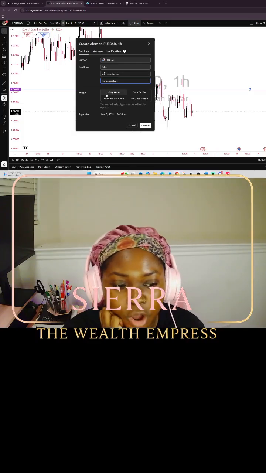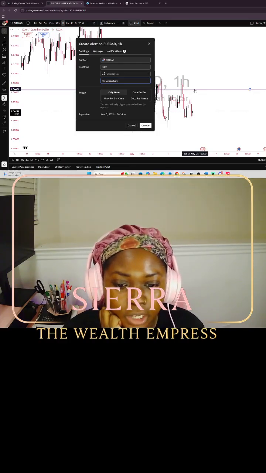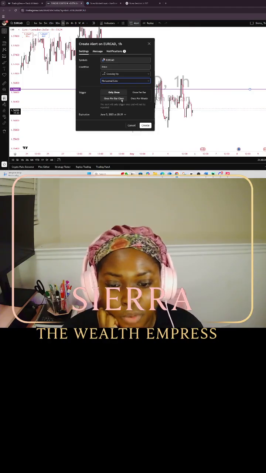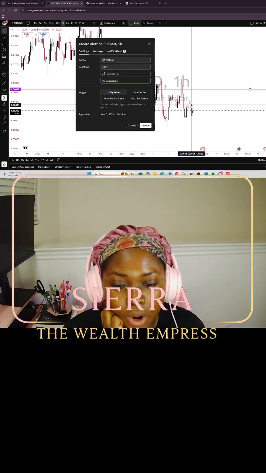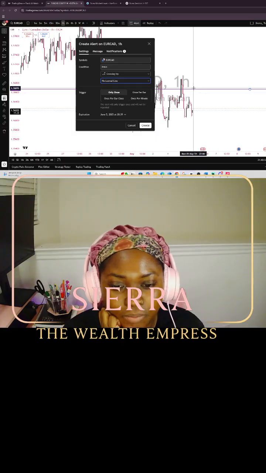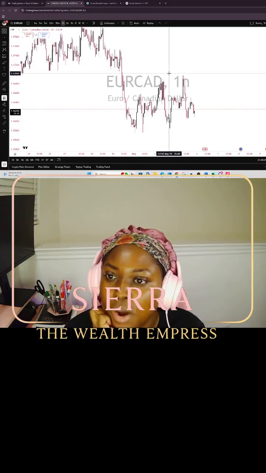And then you can set it to trigger only once. So that'll mean when price gets to this area, one time it will alert you, or you can do once per bar. Since we're on the hour time frame, if it hits it once, it'll go off, and then the next hour, if it hits it again, it'll go off, okay? Or you can do once per bar close. That means once the candle closes, then it will alert you, okay? Or once per minute. So every minute price hits this chart, you will get an alert, okay? So that's definitely the easiest way to not sit here and watch the charts all day.